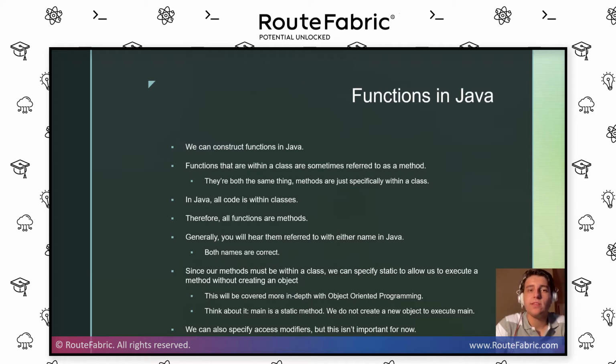One example is main. Think about it. Main is a static method because when we go to main, we don't actually create an object or anything to run main. It just runs main. It goes straight to main. So that's why you'll see public static void main.